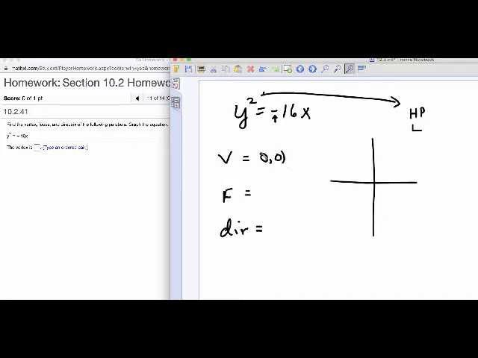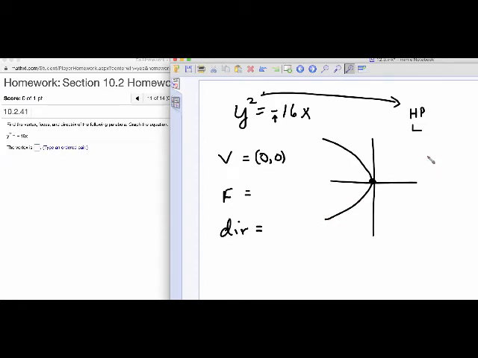So I like to put a little bit of information on my graph. So it's a vertex of 0, 0. It is a horizontal parabola facing left. How fat or skinny it is, I don't know, I don't care. That's just to give me an idea of the orientation.